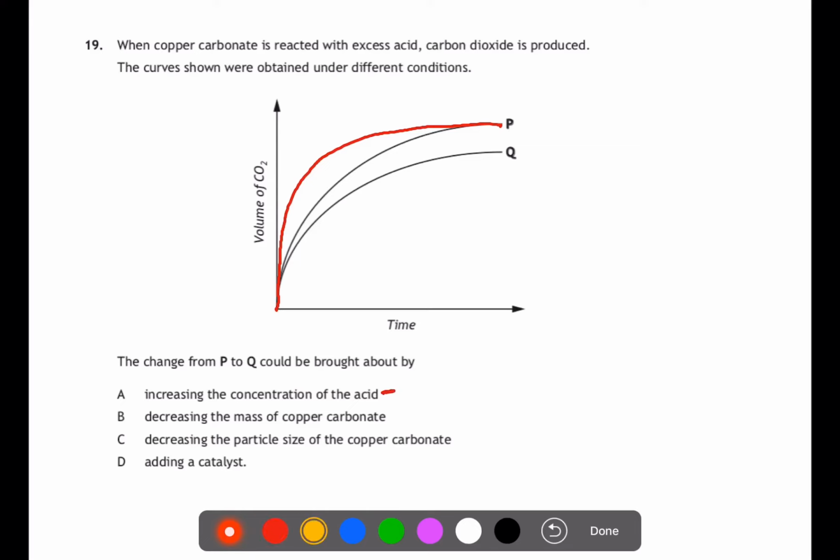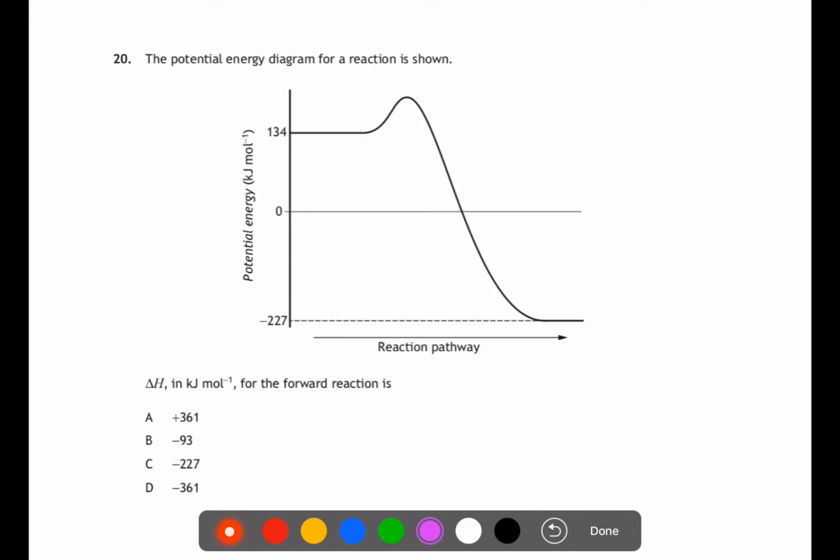If you were to decrease the mass of copper carbonate, which is where the carbon dioxide is coming from, you would end up with a curve where you would finish lower. If you were to decrease the particle size of the copper carbonate, it would go faster, but would end up at the same point. And if you were to add a catalyst, it would go faster, but you would end up with the same volume of gas. This means that B is our answer.